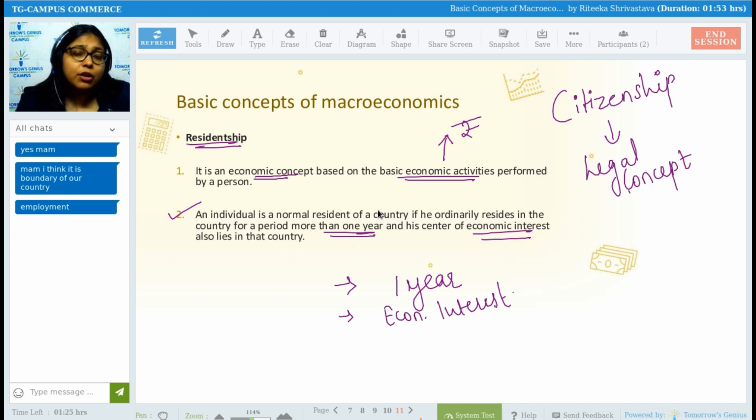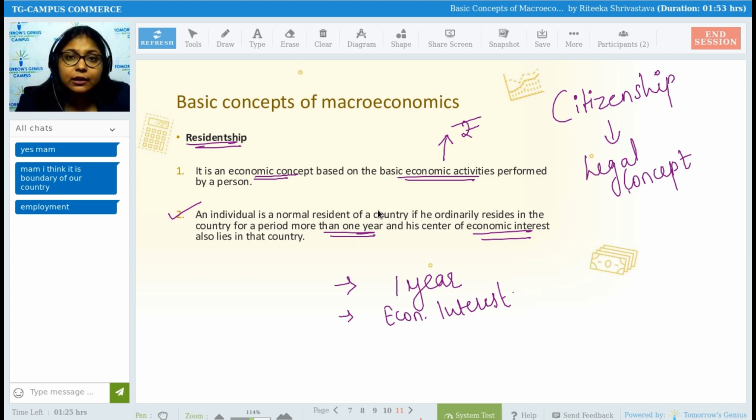When we saw citizenship and talked about non-residents, we gave a few examples which will not be considered residents of the country. But if any person stays in our country for more than a year and is doing everything in our country, his entire economic interest lying here, that is savings, income, spending, expenditure, everything, then finally we can declare him a resident of the country.